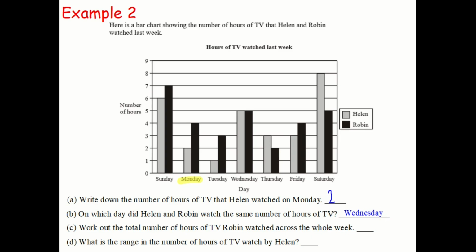And C, work out the total number of hours of TV Robin watched across the whole week. So again, I'm going to be adding up all the numbers of hours that he watched. So Robin is the black bar, so 7 plus 4 plus 3 plus 5 plus 2 plus 4 and plus 5 at the end there. And that comes to a grand total of 30.